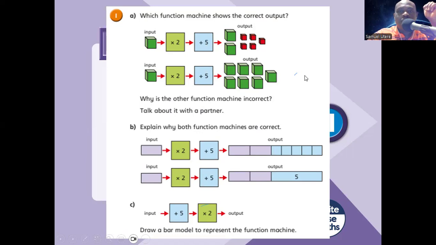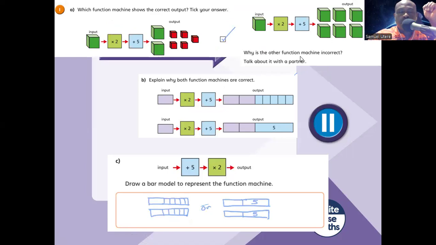Now, assuming you have paused the video and really thought about the solution to these questions, here are the answers. Let's discuss them. Here, for question 1A, you're asked which function machine shows the correct output. Tick your answer. We can clearly see that this is the correct output because we have the input as the green block. We have to make 2 lots of that, which is 2 blocks here, and we're adding 5.